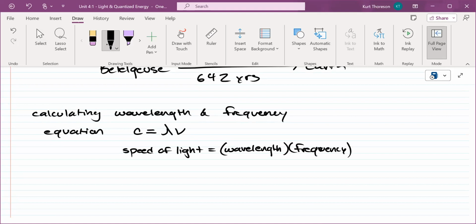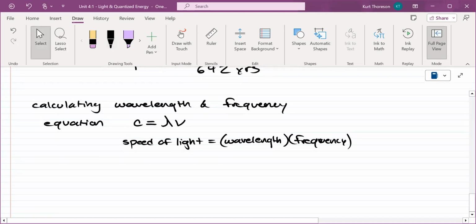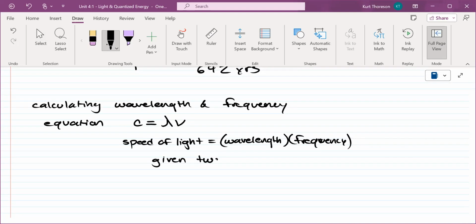All right. The equation that you'll be doing is going to be C equals lambda times nu, or in plain English, the speed of light equals wavelength times frequency. You will be given 2 of these values. You have to find the third. You'll be given 2. You need to find the missing variable.